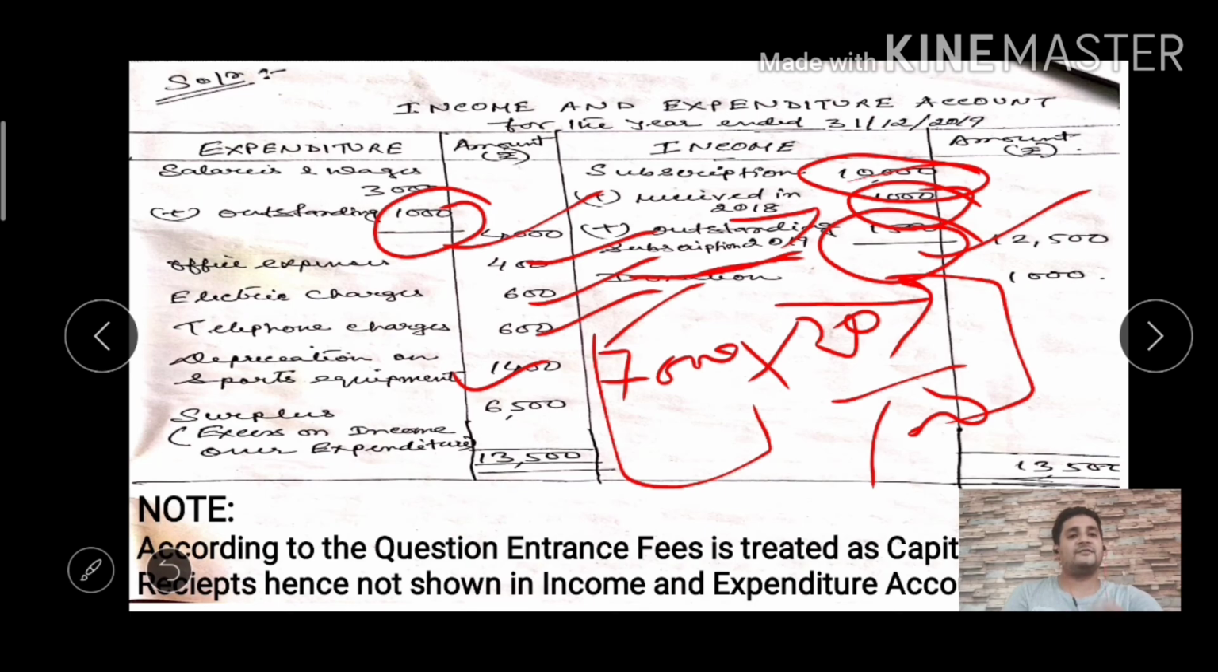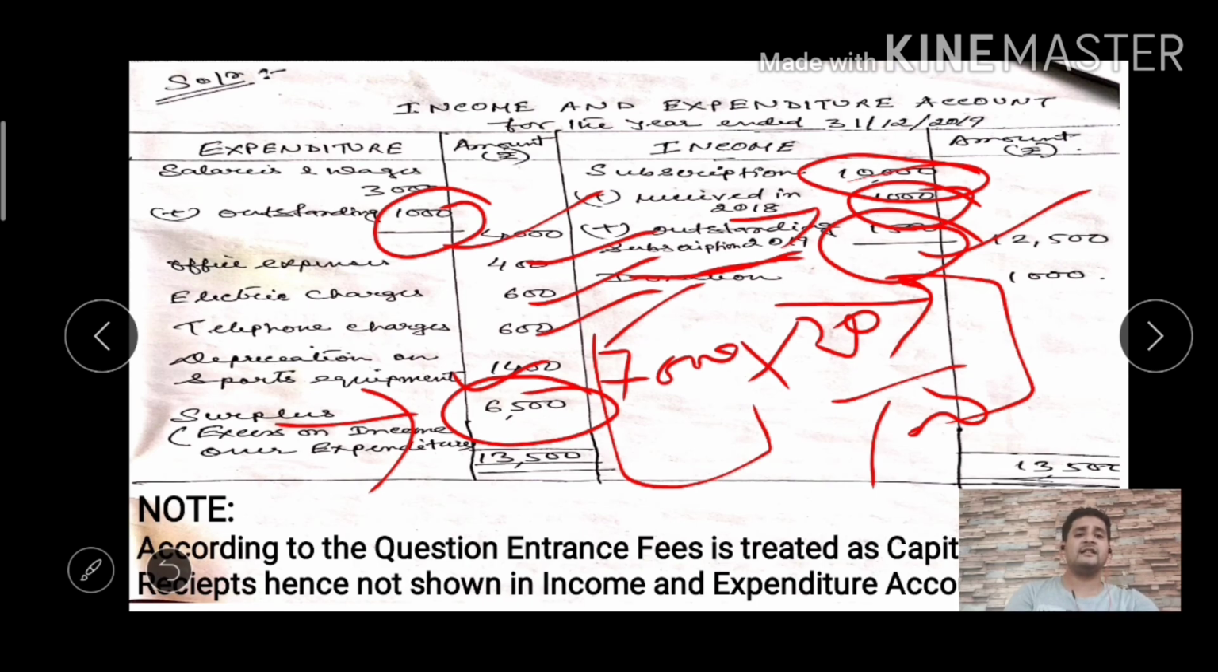Now we have to decide which side is more, income side or expenditure side. If the income side is more than the expenditure side, it is surplus. In this question the income side is more, 13,500. So the balance is 6,500. This will be our surplus.